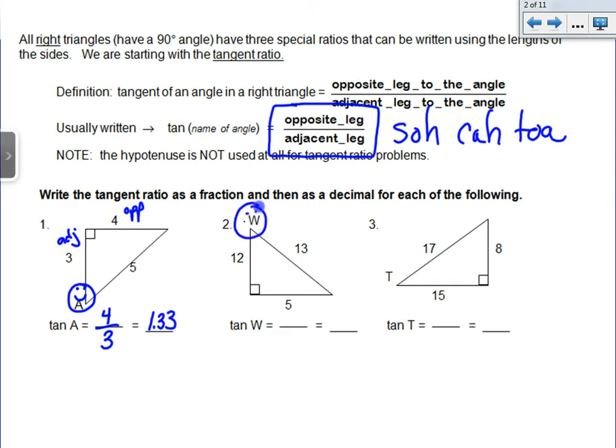So this time we're at angle W, so tangent this time, remember, it's opposite over adjacent. Adjacent is next to you, but not the hypotenuse. So 5 over 12, and that decimal ratio instead of a fraction is 0.42. Tangent of T this time, we're standing at angle T. Remember, it's opposite over adjacent, so 8 over 15, which as a decimal is 0.53.